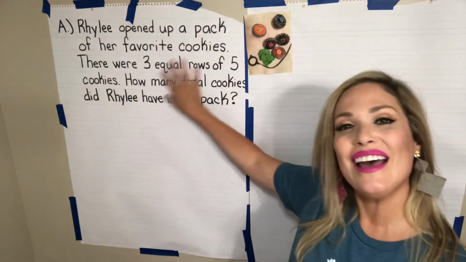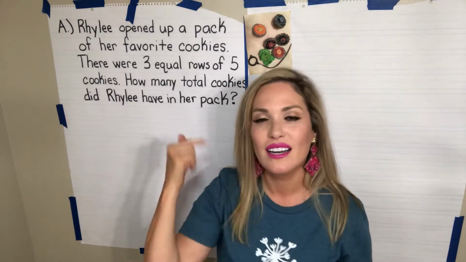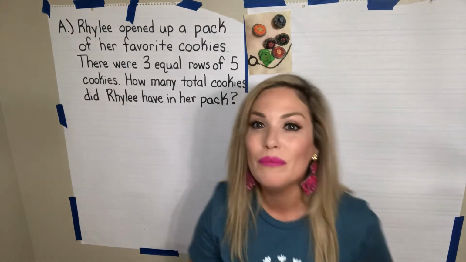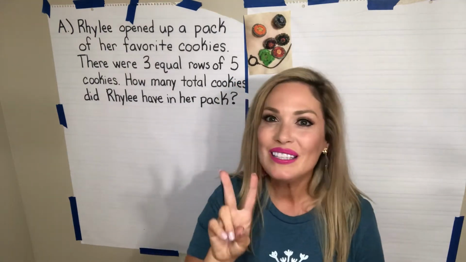So, looking at our story problem, every story problem we solve, we follow these steps. It's going to help us attack the problem. And what's step number 1? Step number 1, read the problem twice.